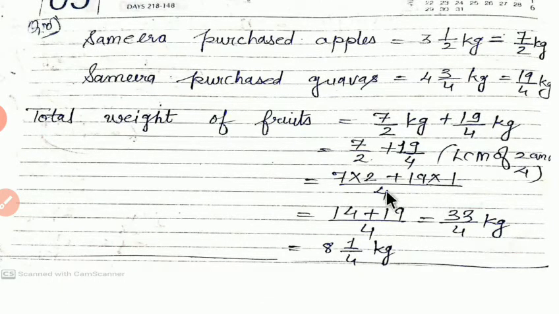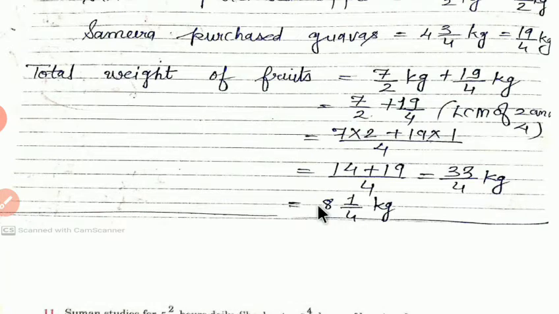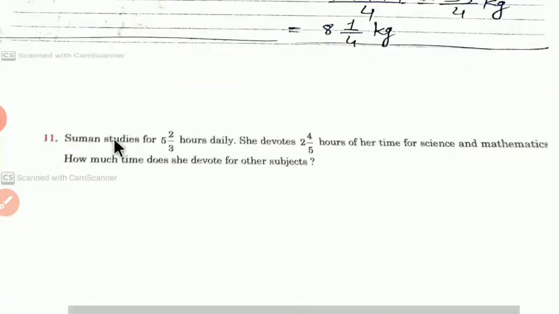So we'll take the LCM. LCM is 4. So in 2 we'll multiply by 2, so the numerator is also multiplied by 2. So 7 into 2 plus, here 4 is already given, it means we have to multiply by only 1 in both numerator and denominator. So 7 twos are 14, 19 ones are 19. If we add, we'll get 33/4 kg, or if we change into a mixed fraction, it will be 8 1/4 kg. So the total weight of fruits is 8 1/4 kilogram.